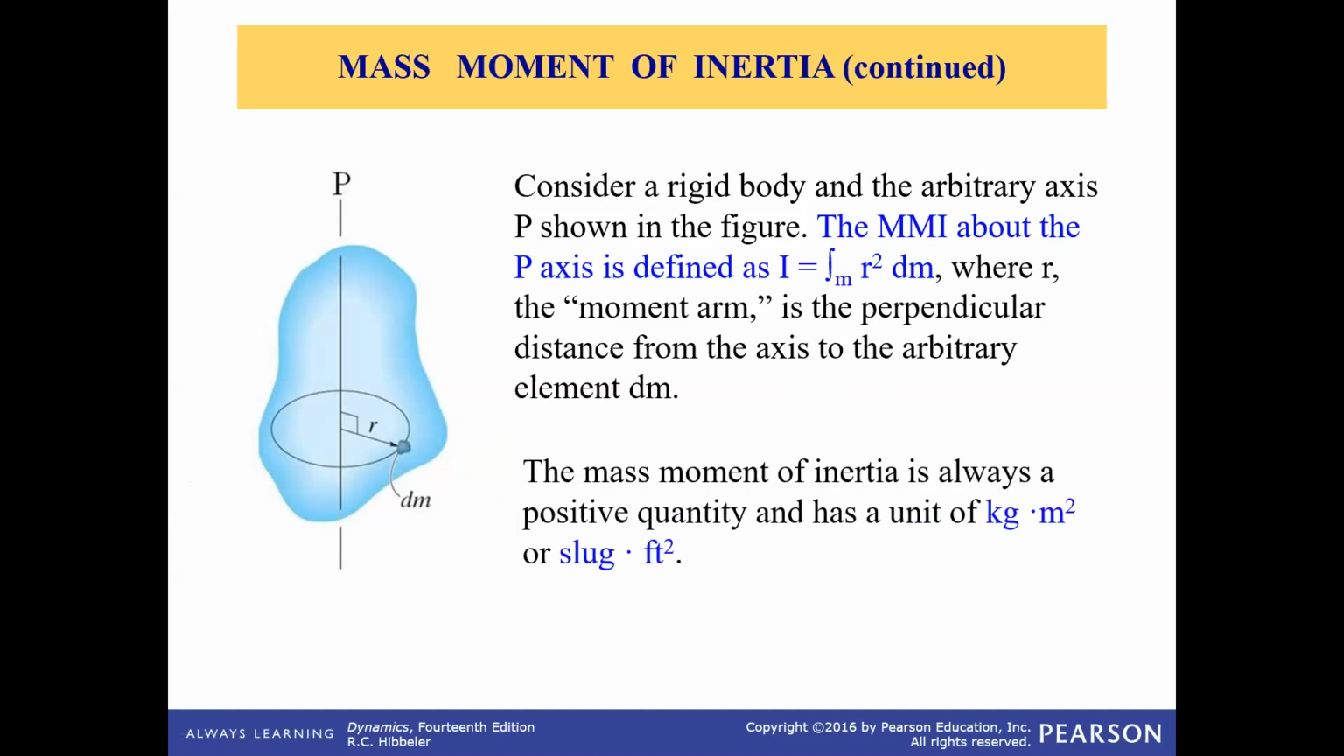And this mass moment of inertia should have an SI unit of kilogram times meter squared. Kilogram comes from the mass, and meter squared comes from the r, the distance quantity. Or if you use the pound-foot-second system, then it's in slug feet squared. In that system, the mass is measured in slugs and the distance is measured in feet.